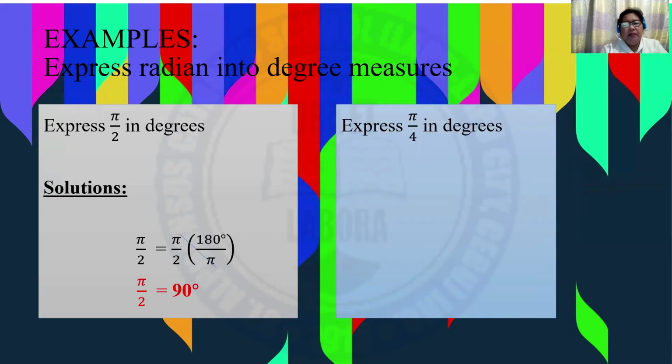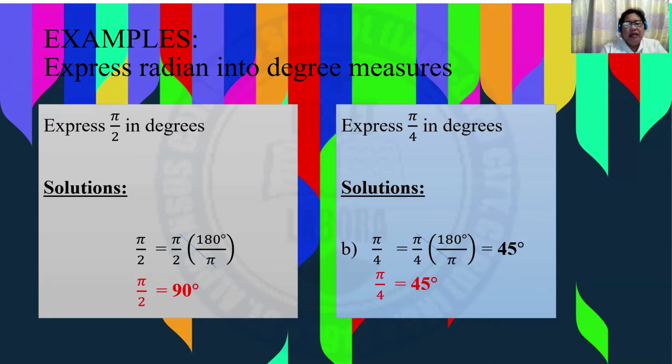Another example, pi over 4. And we are going to change this into degrees. For the solution, we have pi over 4 times 180 degrees over pi. Cancel pi, so 180 degrees divided by 4 is 45 degrees. So pi over 4 is simply equivalent to 45 degrees.